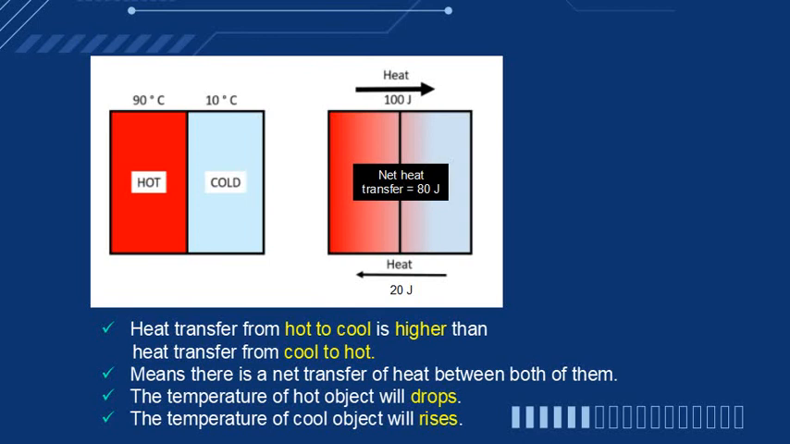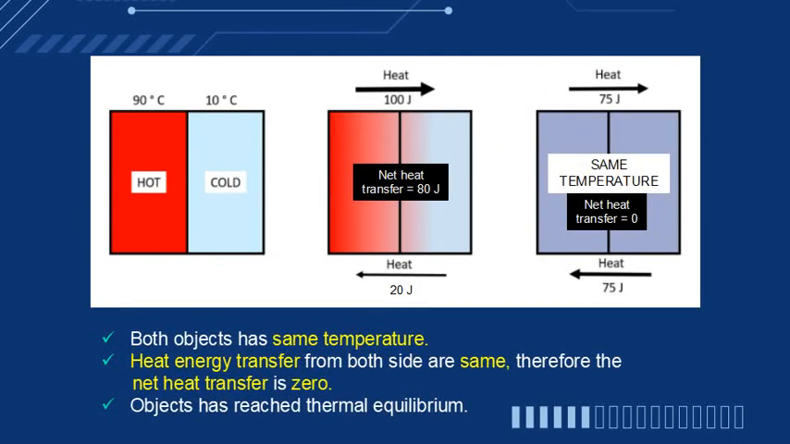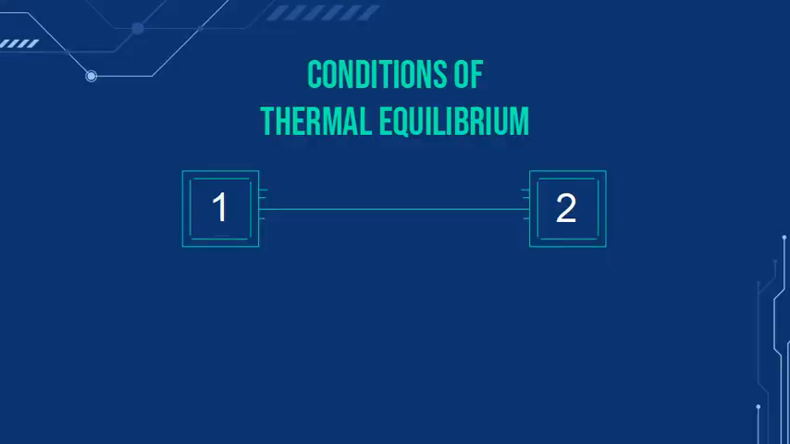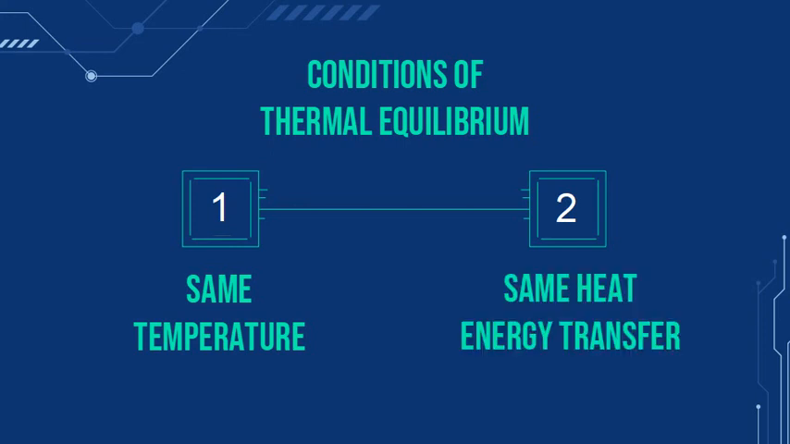During this process, the temperature of the hot object will drop. Meanwhile, the temperature of the cool object will rise. After a few moments, both objects have the same temperature. That's why there are 75 joule of heat energy from both sides. Since the heat energy transfer from both sides is the same, the net heat transfer is 0. So here we consider the objects have reached thermal equilibrium. Now I highlight again the conditions of thermal equilibrium. First, the objects should have the same temperature. Second, the objects should have the same heat energy transfer, meaning the net heat transfer is 0.